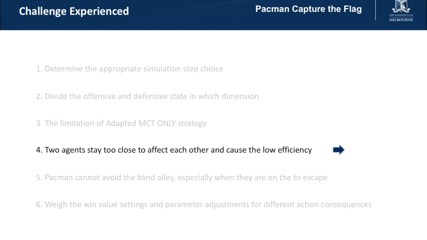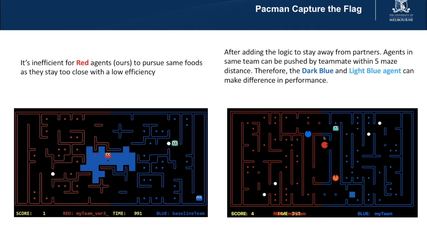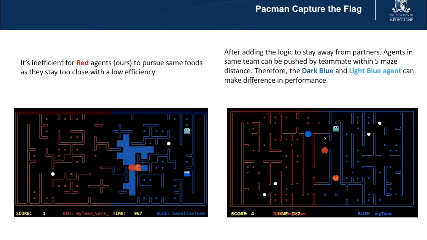The fourth challenge is that 2 agents stay too close, influence each other and cause low efficiency. It is inefficient for our right agent to pursue food as they stay too close and act quite similarly, which causes the follower to be unable to eat anything. After adding the logic to stay away from partners, agents in the same team can be pushed away by the teammate within 5 meters distance. Therefore, the dark blue and light blue agents can make differences in performance.